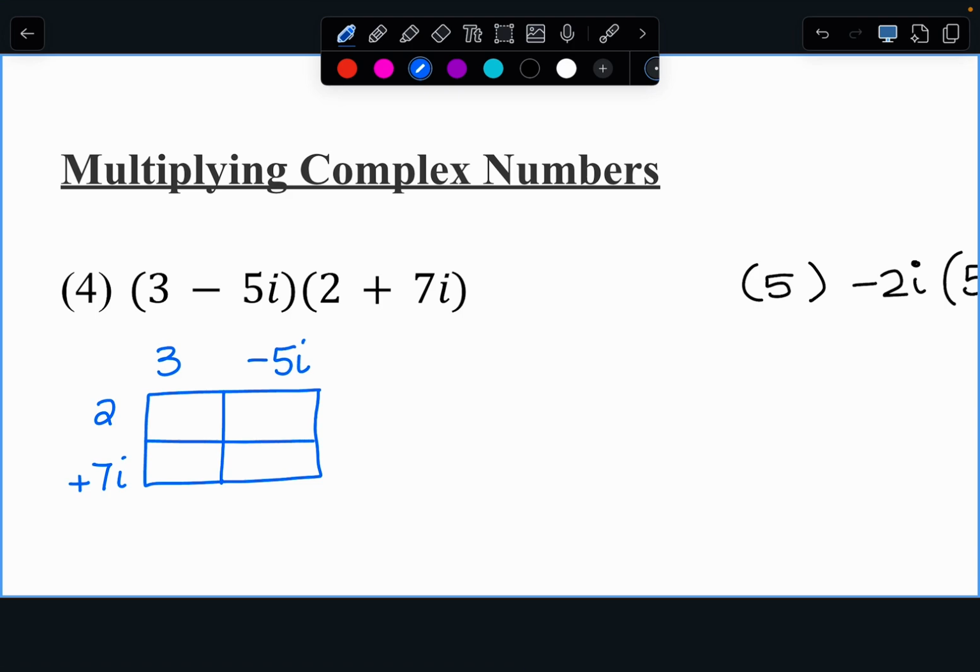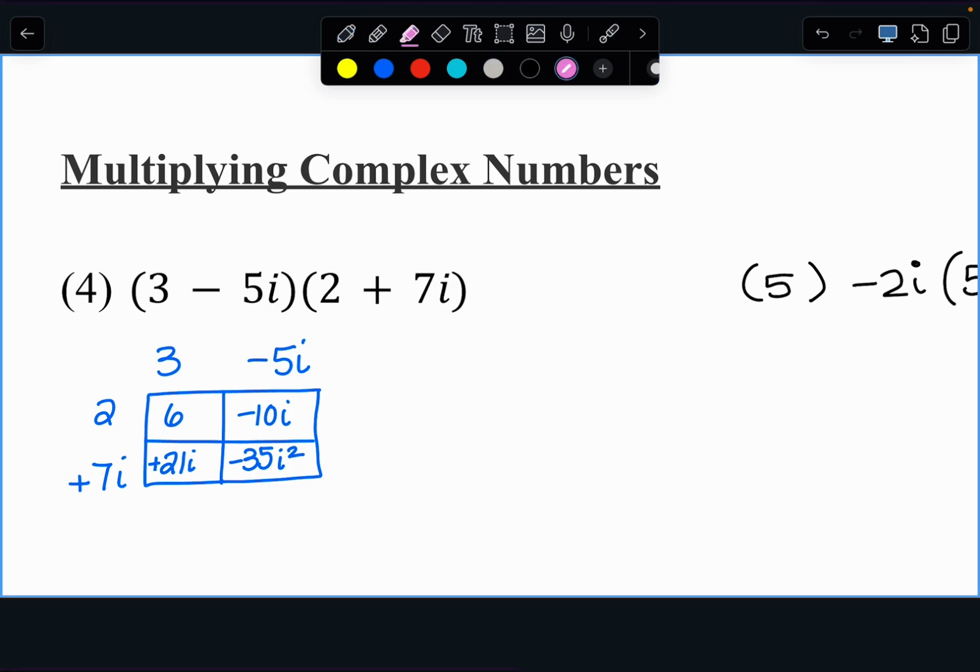Two times 3? Wait, 1 second. Oh, 2 times negative 5i is negative 10i. Good. 7i times 3, I'm going to put a plus 21i just so we know that it's positive. And positive 7i times negative 5i is negative 35i squared.